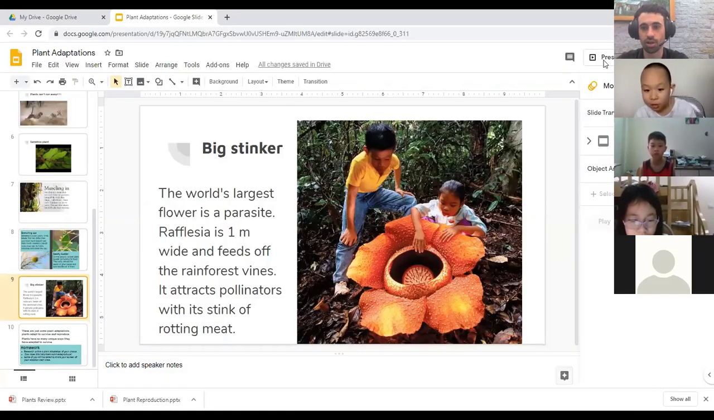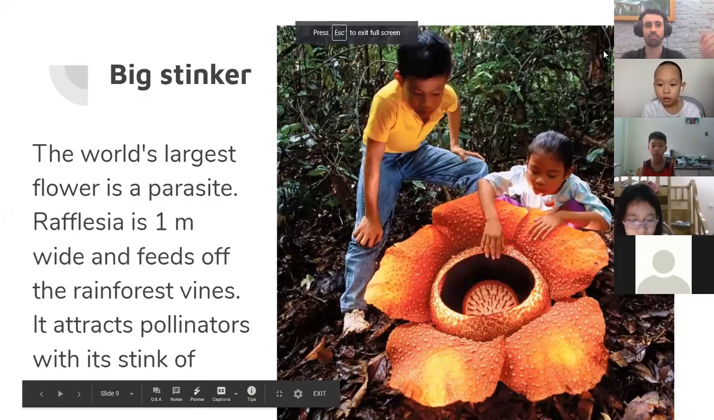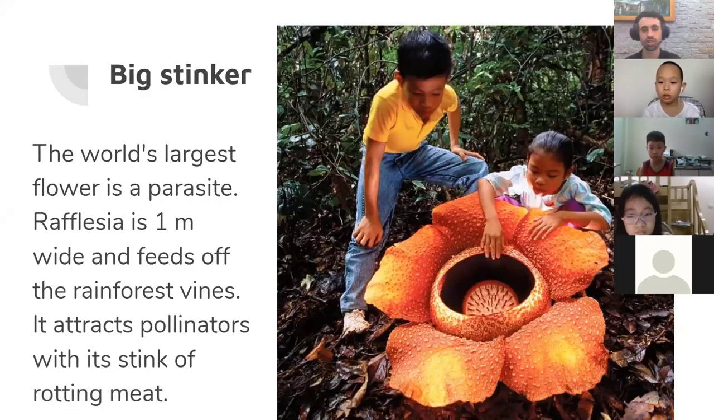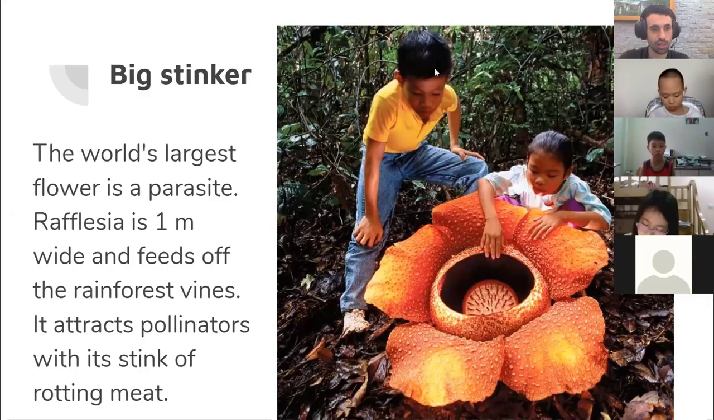So we have one more. We have the big stinker. And this is one of the largest flowers in the world. Okay, let's have someone read about the big stinker. How about Harry? Let's read about the big stinker.